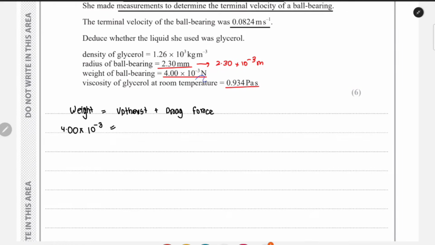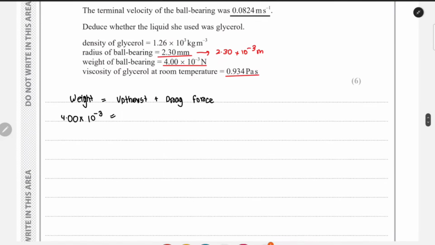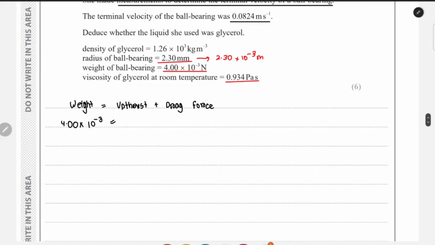We can solve this in 3 ways. One would be to take the viscosity of glycerol to be the variable and show that the answer we get is close to 0.934. Another would be to take the density of glycerol to be the variable and calculate that. Or we can take the terminal velocity to be the variable and show that it's close to 0.0824. I'll do the last one, so taking the terminal velocity as the variable.